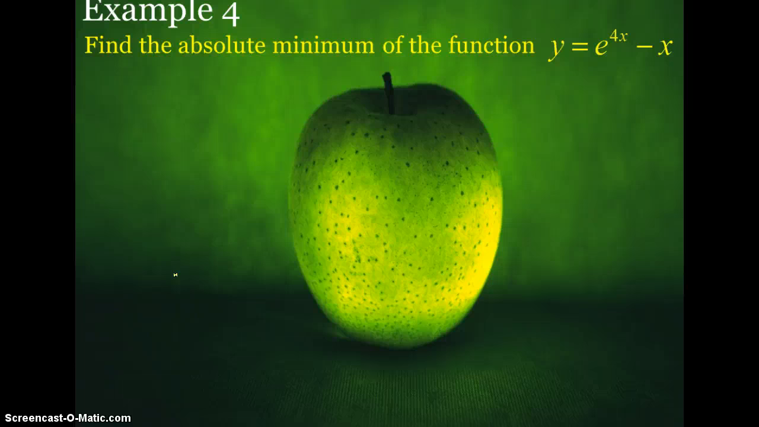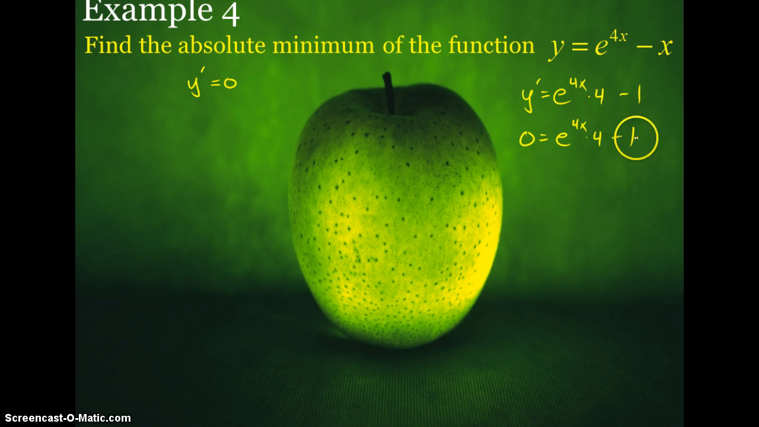To find the absolute minimum, essentially what we want to do is take the derivative and set it equal to 0. So I'll take the derivative of this equation: e to the 4x times 4, and then minus 1. Setting that equal to 0 is not super easy, but we still know how. I add 1 over to the other side, and then I would divide by 4.